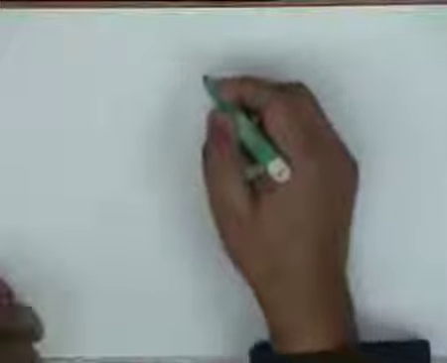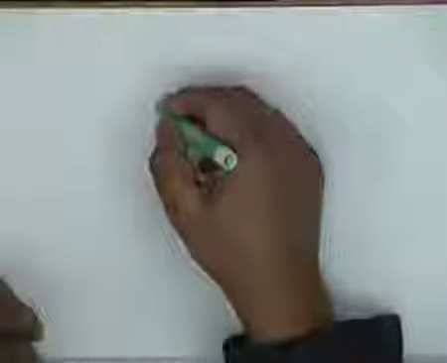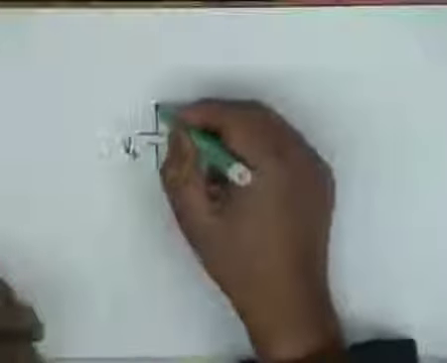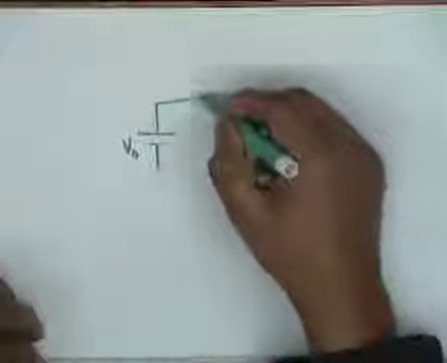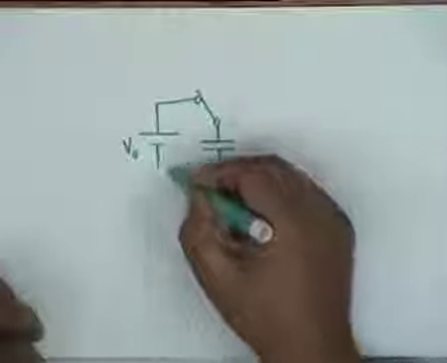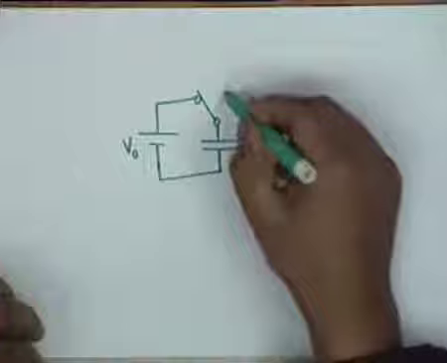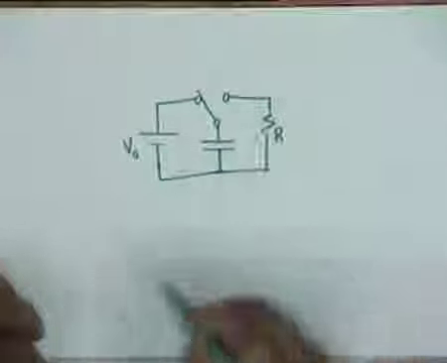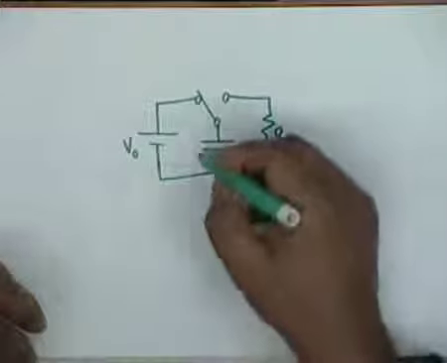We could have a capacitor resistor circuit, for example. Let's say we have a battery V0 connected like this, connected across a capacitor C, and then there is a resistor waiting to receive energy from the capacitor C.